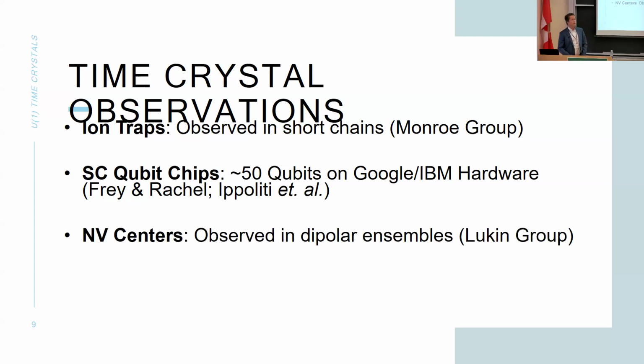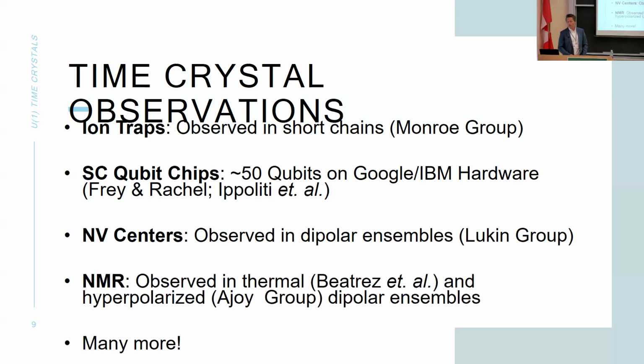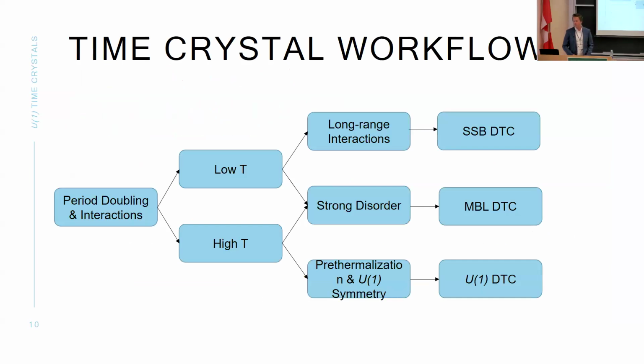There are observations in disordered dipolar ensembles in NV centers via the Lukin group as well as others, and in NMR, both in thermal and hyperpolarized ensembles, and many, many more. So this has been a very attractive field of study for many years.